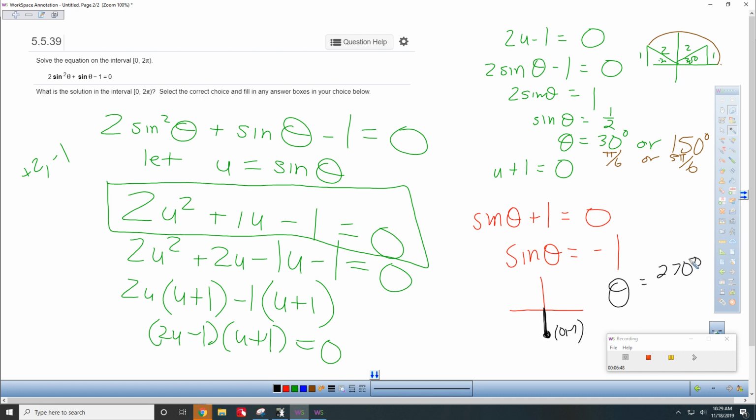270 degrees, or negative 90 degrees, depending on how they want it. We could also have theta equal to, what is that, 3 pi over 2? Or negative pi over 2.